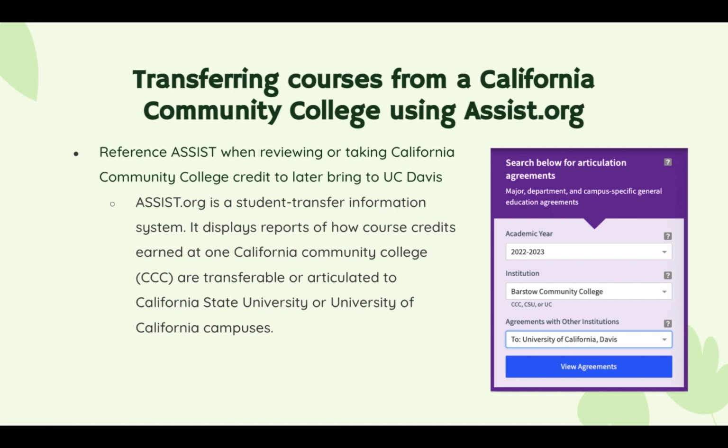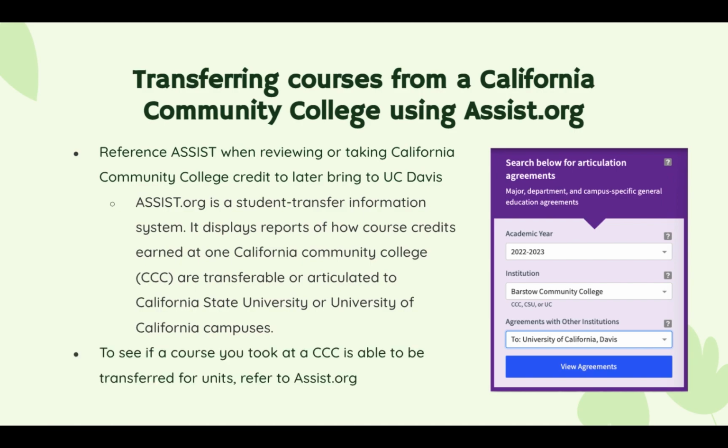By searching your academic year, the institution you took classes at, and UC Davis, you can find the agreement forms that detail what classes are transferable and what their UCD equivalents are. To see if a course you took at a community college is available to be transferred for units here, refer to assist.org.